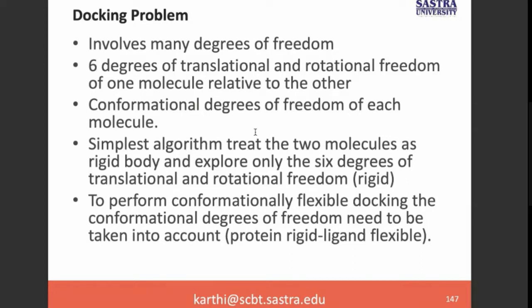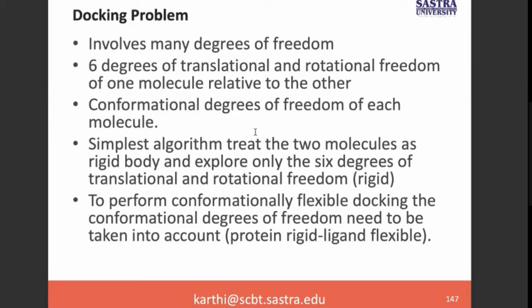Rigid body docking has zero rotatable bonds in the protein and zero rotatable bonds in the ligand. Don't get confused, right? We name it rigid docking, but practically speaking, that is not rigid docking because we gave some flexibility for the ligand molecule. That also comes under flexible docking.